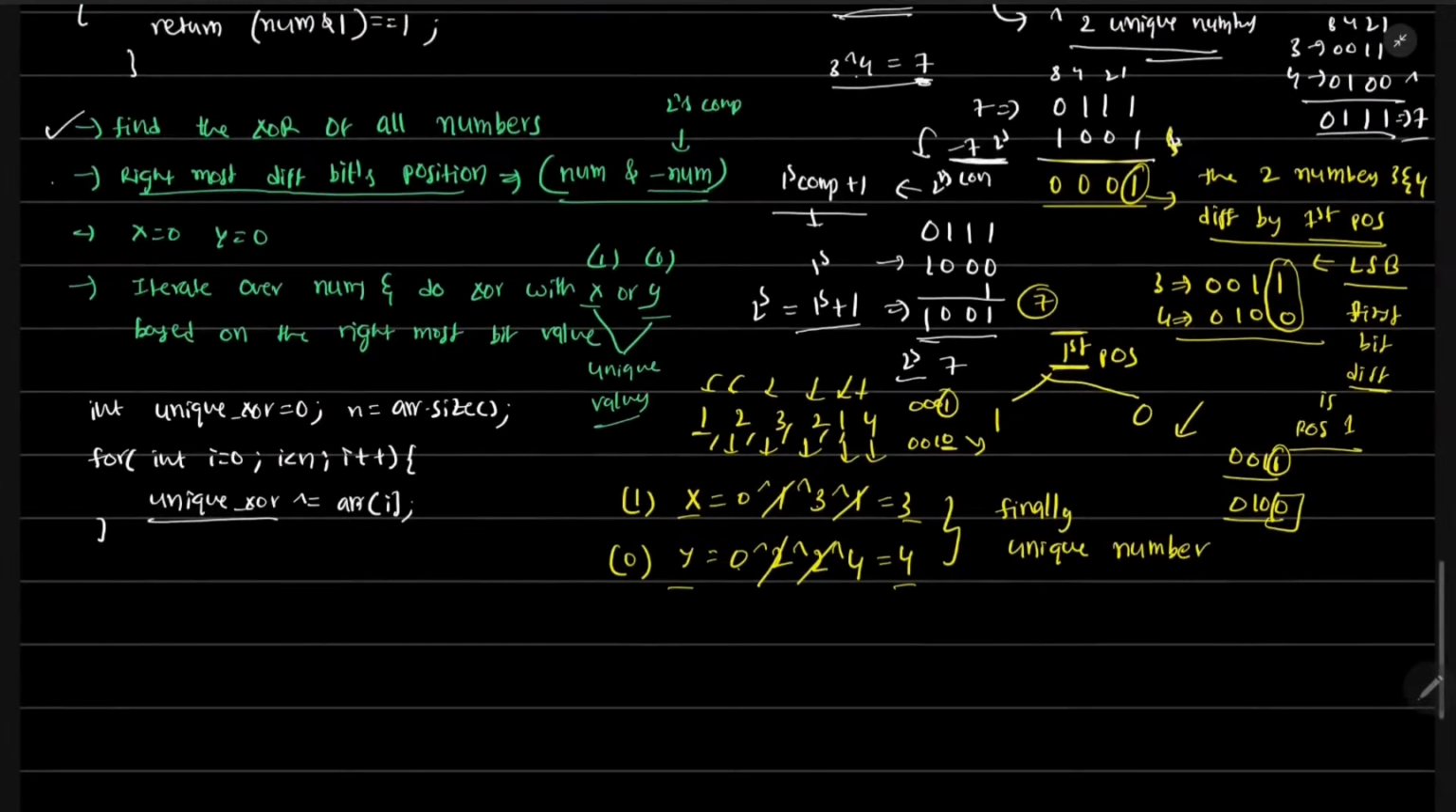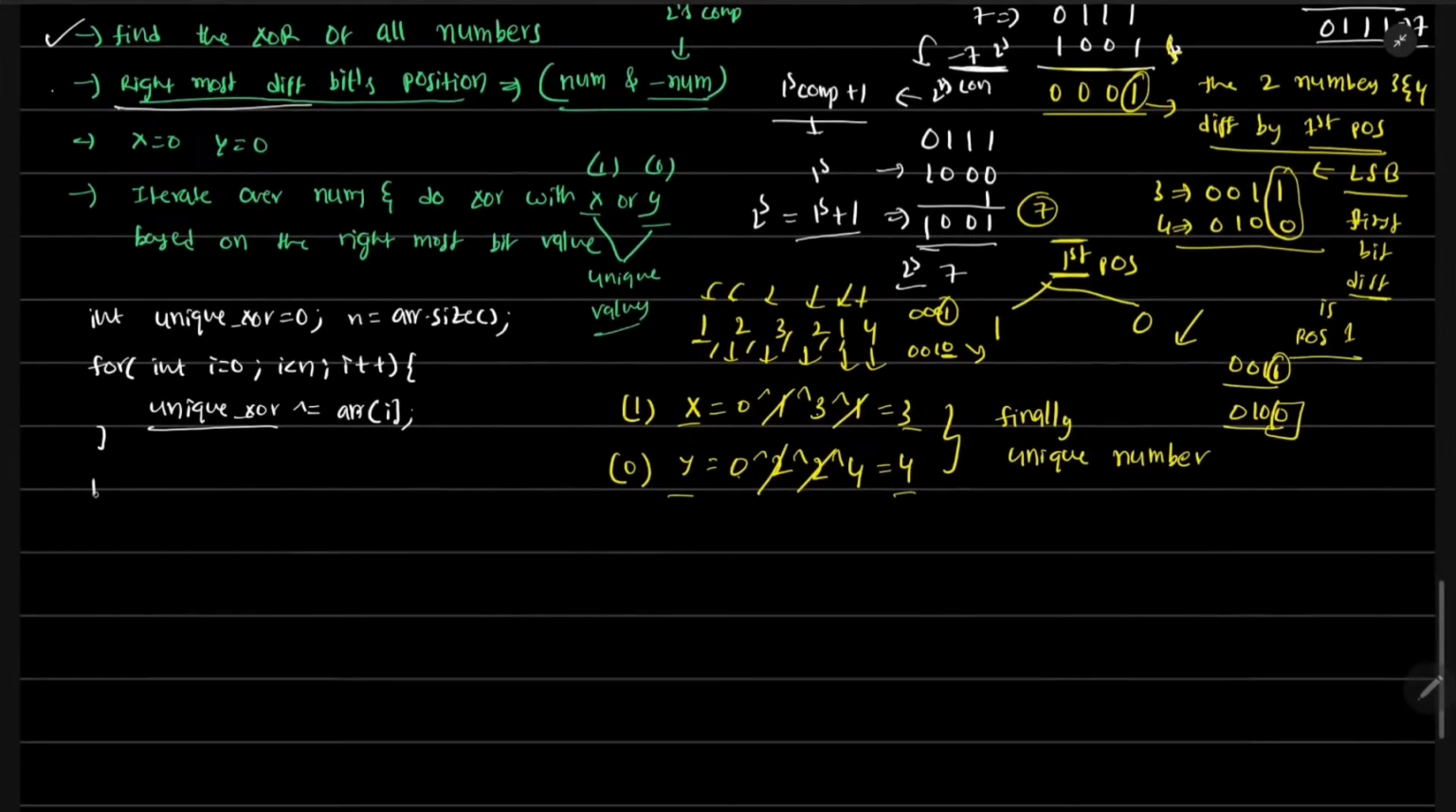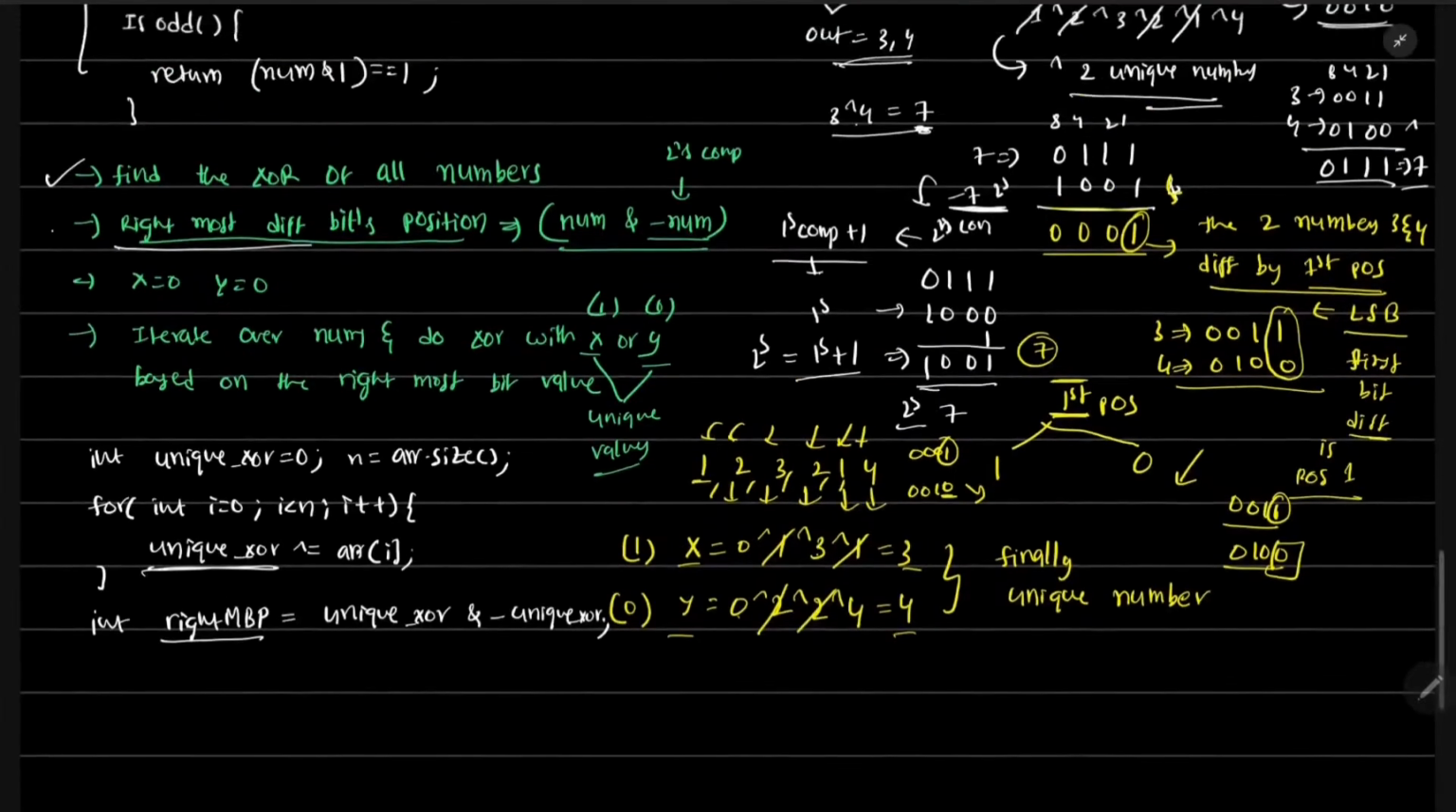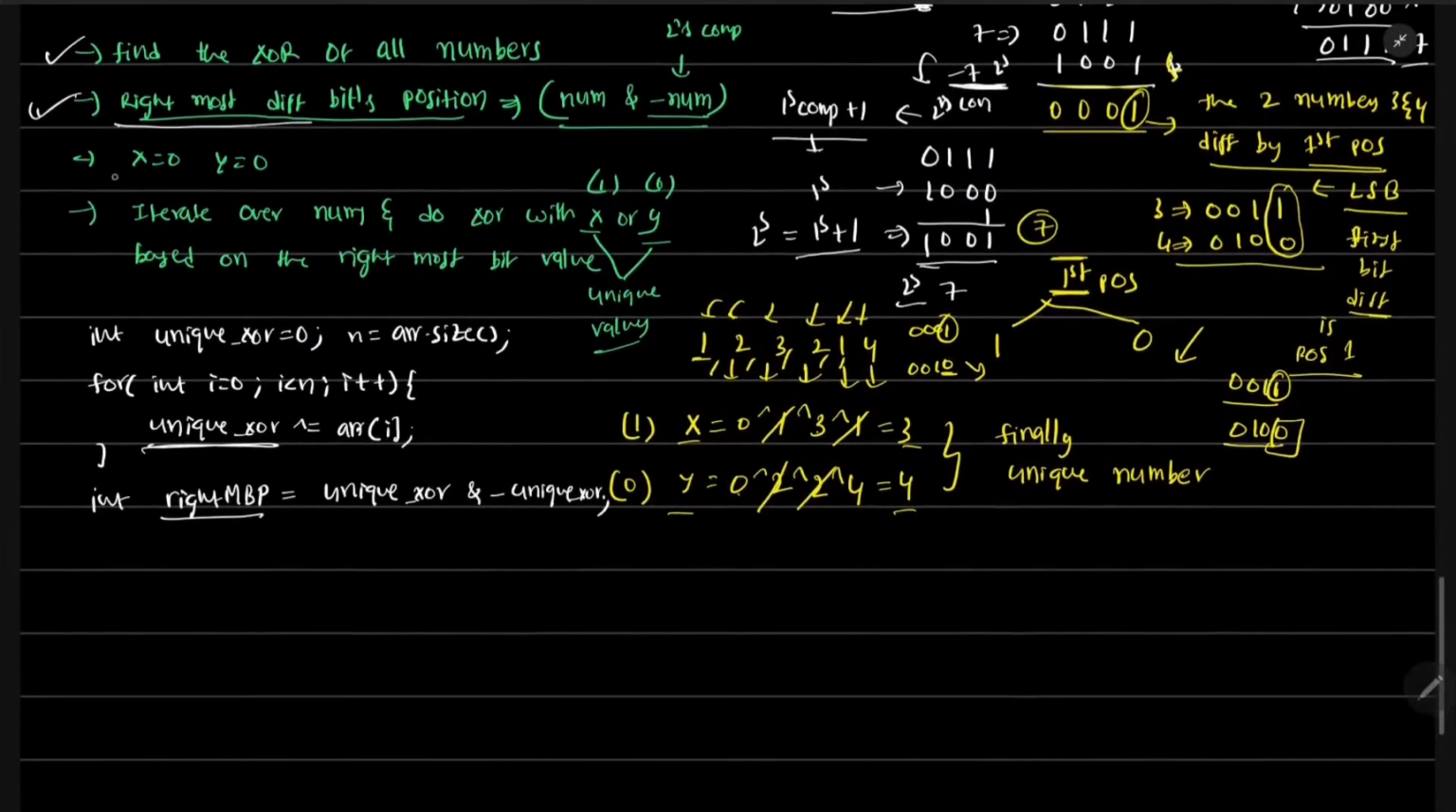Now the second step. What is the second step? The rightmost different bit's position. So how do we do it? We'll take an integer value, mostBitPosition, equal to this XOR value, uniqueXOR, AND of minus uniqueXOR. This is how we get the rightmost bit position value, right? Now x equals 0, y equals 0. Int x equals 0, y equals 0.